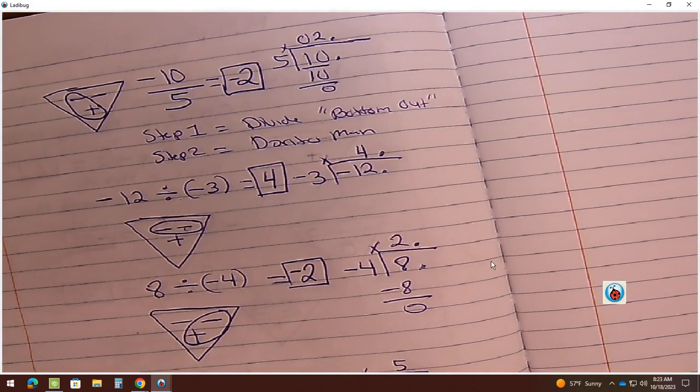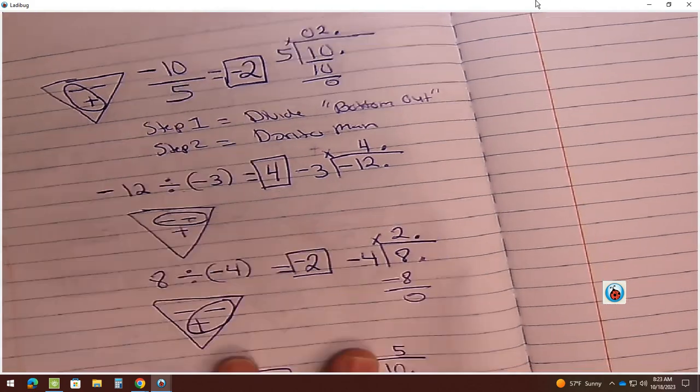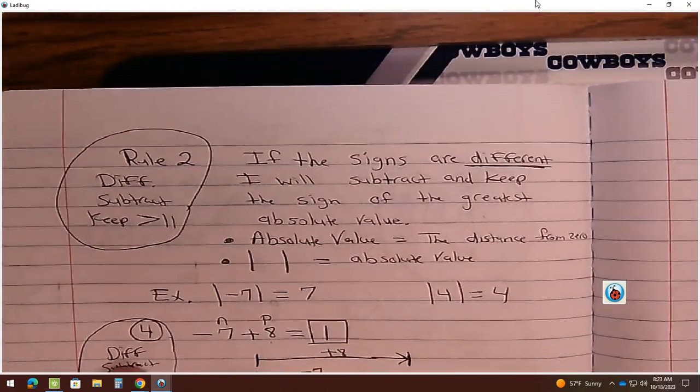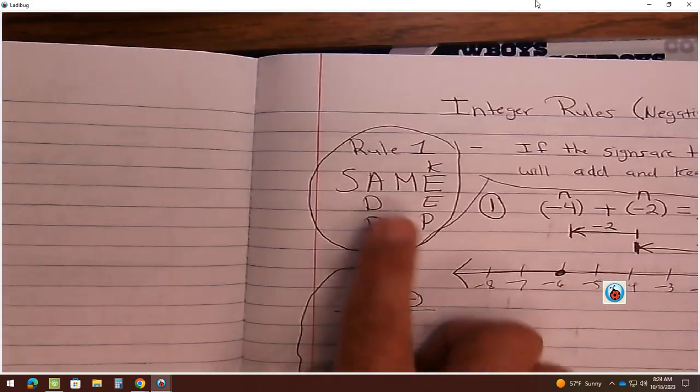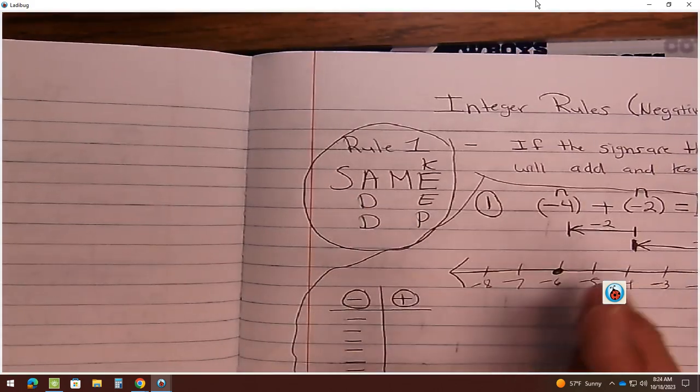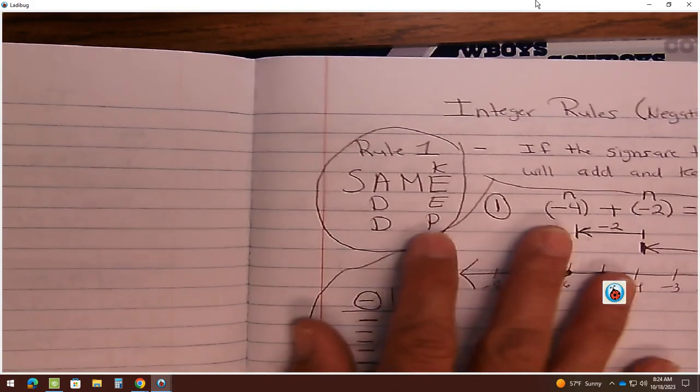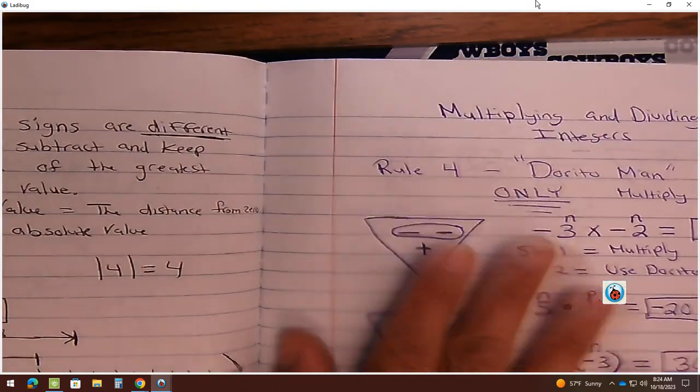Okay? So, don't confuse the Dorito man, rule 4, with these here. Diff is when we're adding or subtracting. Same, it's when we're adding or subtracting also. So do not confuse same and diff with rule 4.